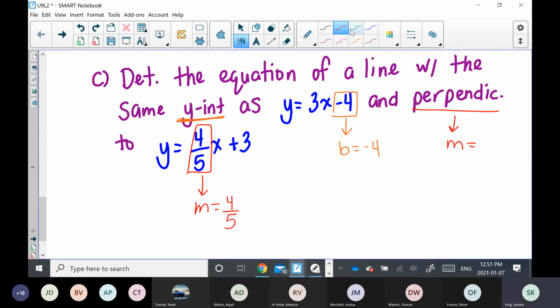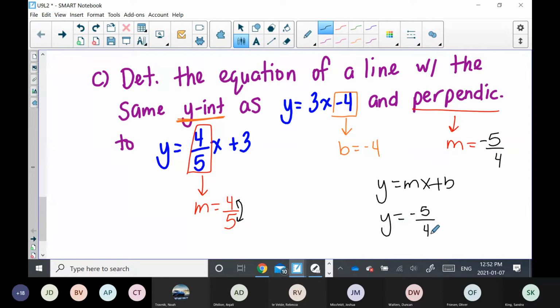If you understand perpendicular and parallel, if they want a perpendicular to this, if this guy is positive, this one must be negative. The inverse of 4/5 is that. And now I could write the equation of my line. You should be getting -5/4x minus 4. And that would be it. So it's got a negative slope, and it's going to cut the y-axis at -4.